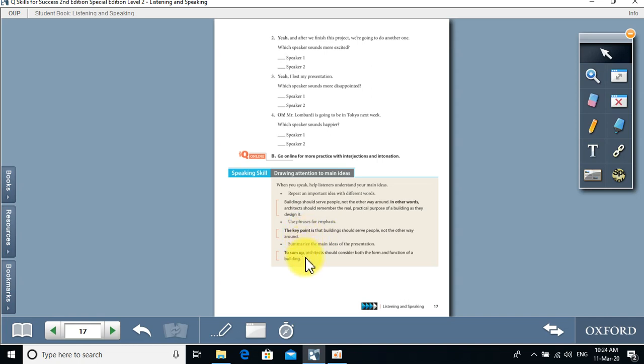And the third way is given here. Summarize the main idea of the presentation. So you can draw the attention of the listeners when you are going to finish the presentation. You can summarize that and you can use this phrase: to sum up, architects should consider both the form and function of a building. So these are some of the ways given here to draw the attention of the listeners to the main idea.